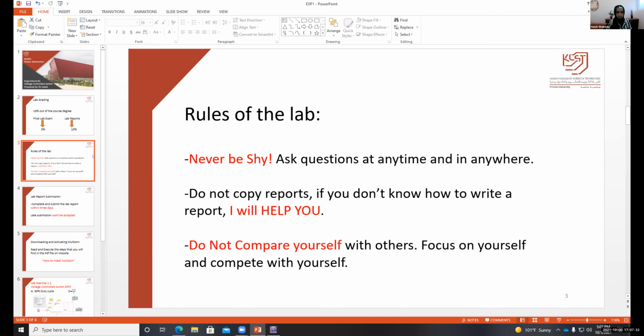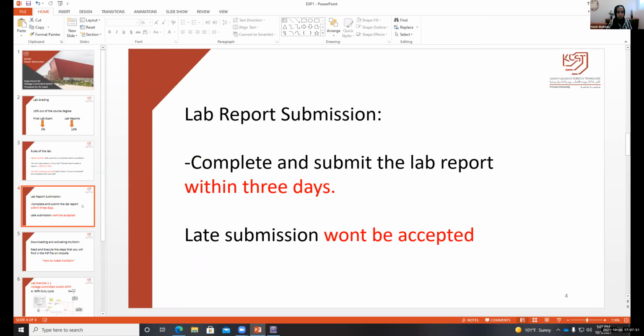The third rule is do not compare yourself with others. Focus on yourself and compete with yourself. Compare yourself today with yourself yesterday, and always work on improving yourself, and each person is unique in his own way. Regarding lab report submission, you need to complete and submit the lab report within 3 days.